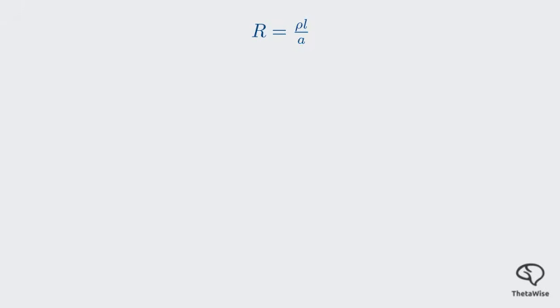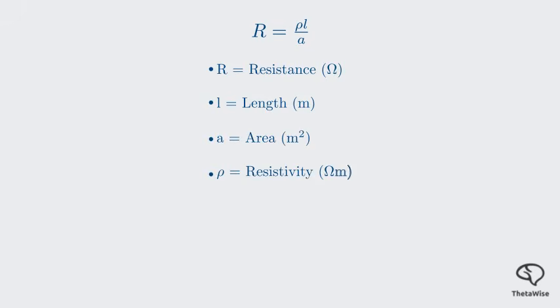Let's break down the units. Resistance R is in ohms, Ω, length L is in meters, m, area A is in square meters, m², and resistivity rho is in ohm meters, Ωm. Always ensure your values are in these SI units before you calculate. A common mistake students make is using the wrong units.